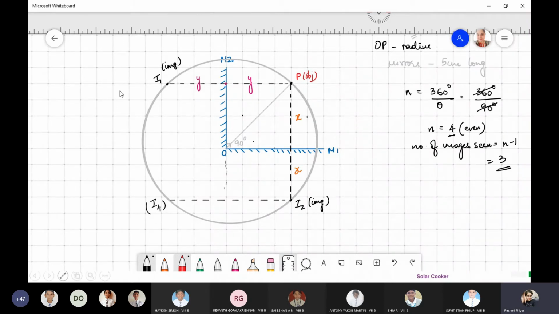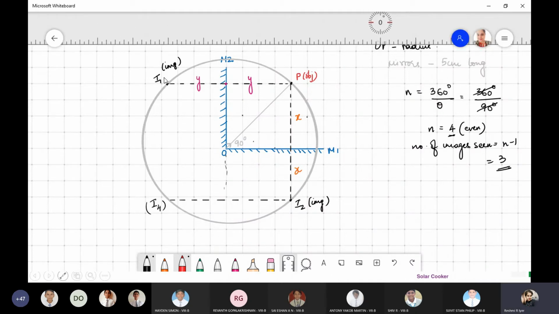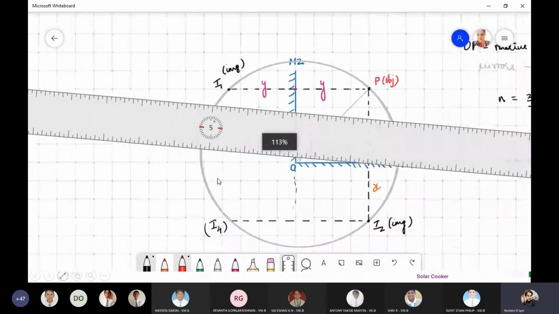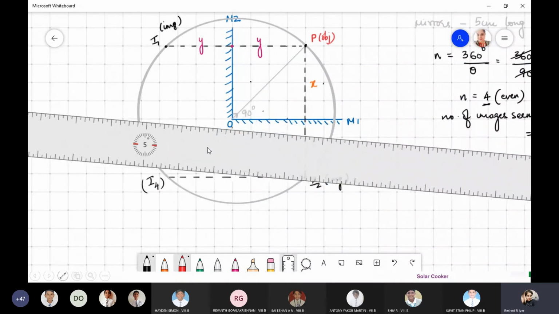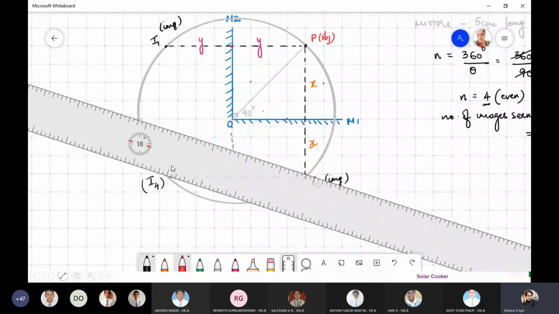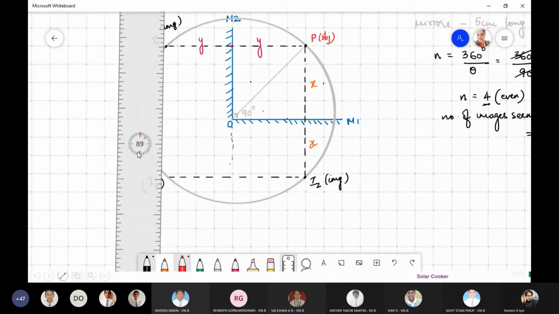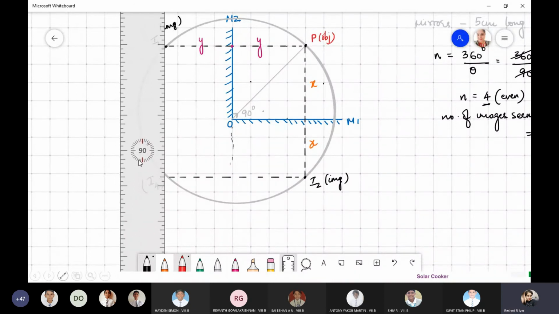Similarly, I1 is the image formed by mirror 2. So it will serve as an object for which mirror? Mirror 1. Mirror 1 is horizontal, so the image will be formed on the same vertical plane. So now join these 2 points.